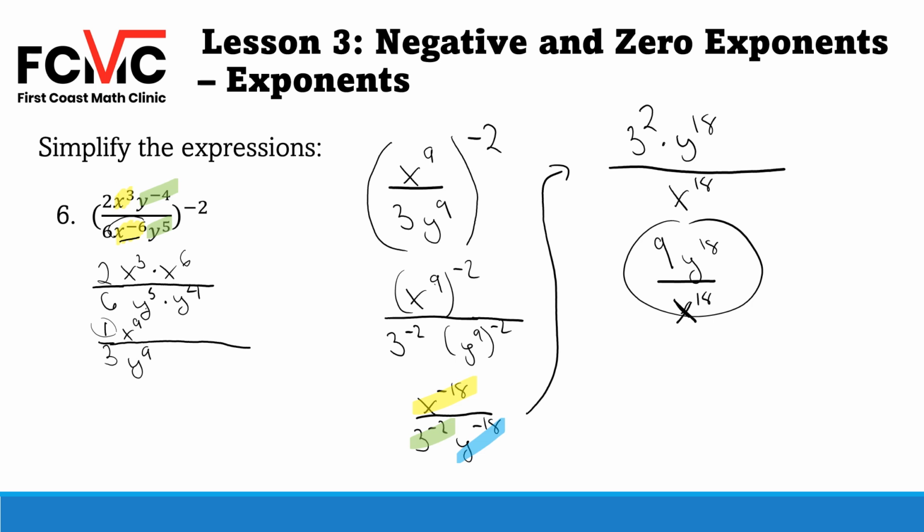So I chose to simplify everything inside the parentheses first. If you decide to use this quotient to a power property first and distribute that exponent first, you could do that as well. I like to simplify everything as much as I can and then take care of that exponent. Both ways would work. But our final answer here is going to be 9 y to the 18th over x to the 18th. All right, well, let's go through a couple examples involving the zero exponent.